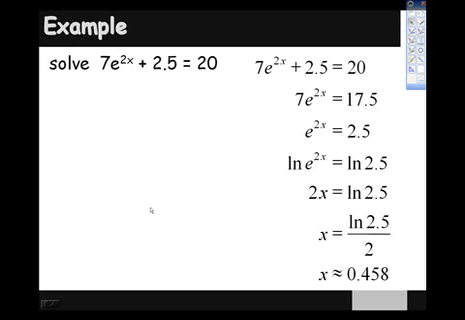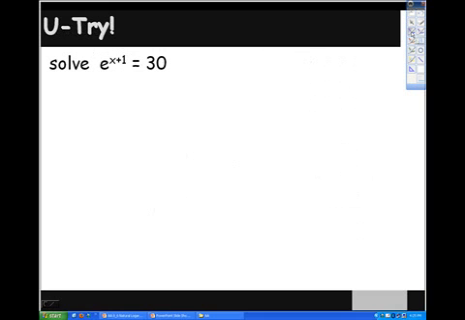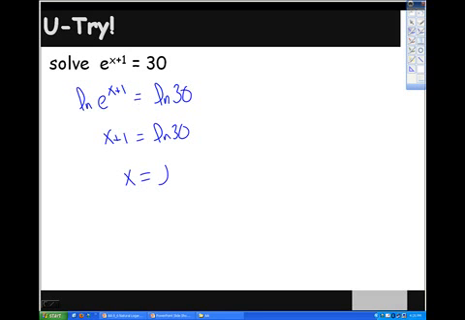So natural logs, or logs in general, allow us to solve problems with x's in the exponents. You try one. Pause the video, give that a try. All right, well, I need to get this x out of the exponent, so I'm going to take the natural log of both sides right away. The natural log of e to the x + 1 is just x + 1. That equals the natural log of 30. If I subtract 1 from both sides, x equals the natural log of 30 minus 1.